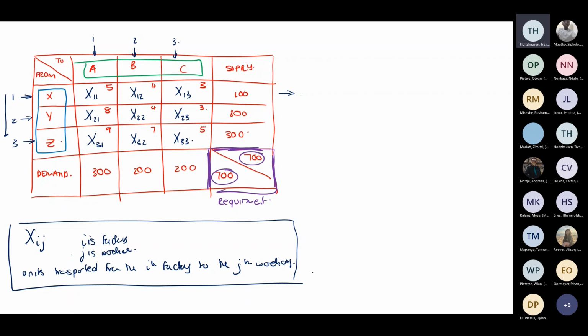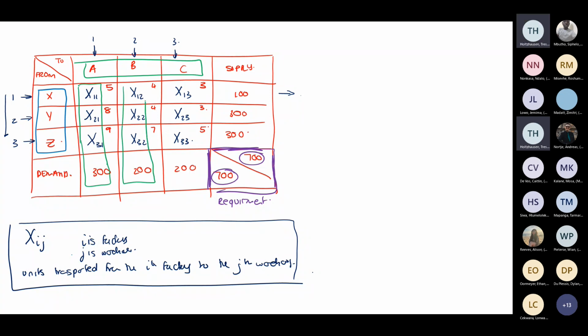9, 7, and 5. And those are the costs associated with transporting one unit from the I factory to the J warehouse. So that's your entire table. But what this is actually also telling us is that we have our constraints, right? So we have our demand constraints, which are the column constraints here with the demand, and over here, and over here.